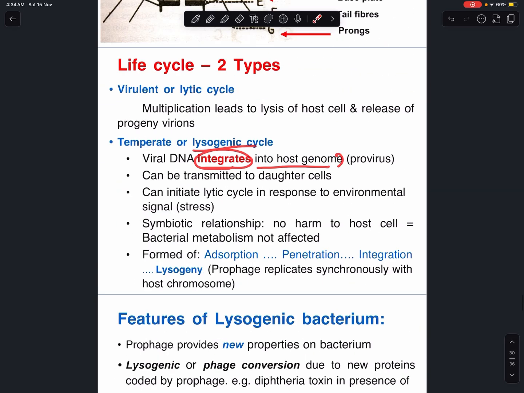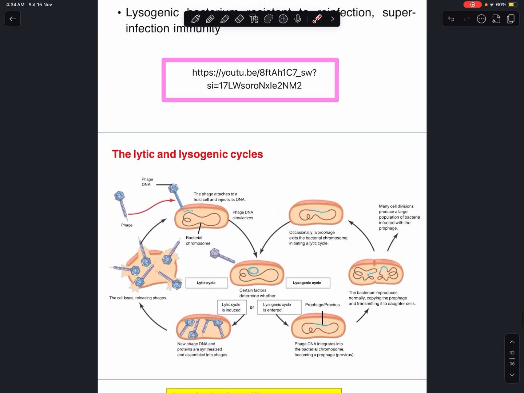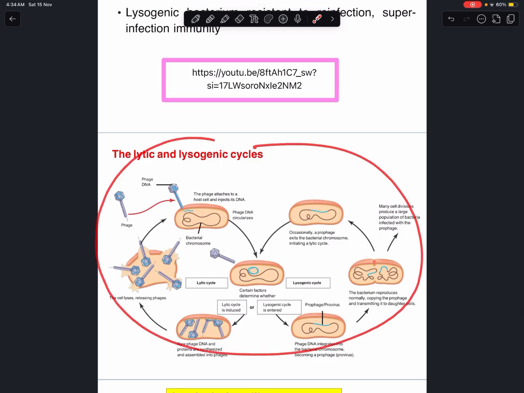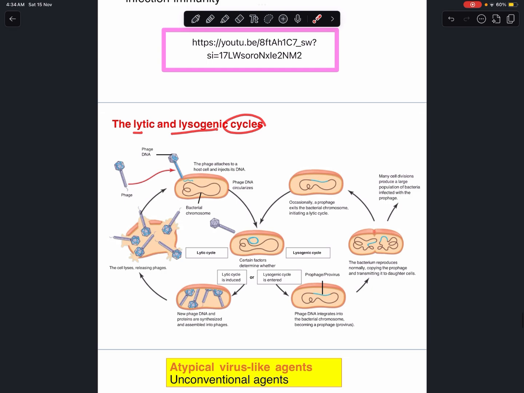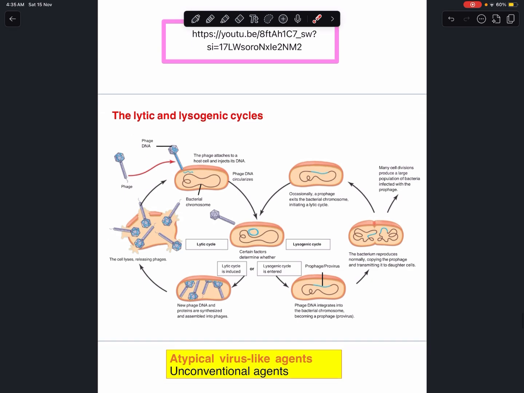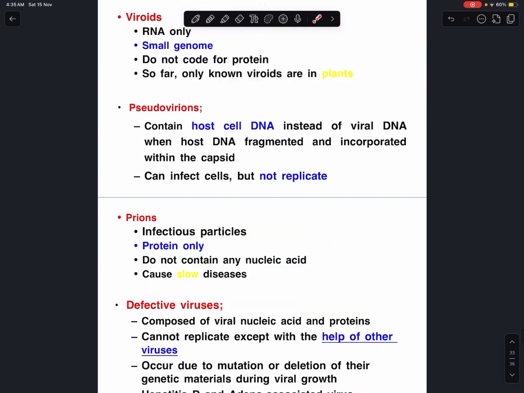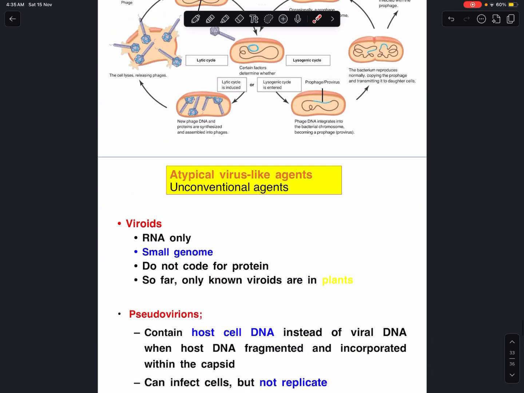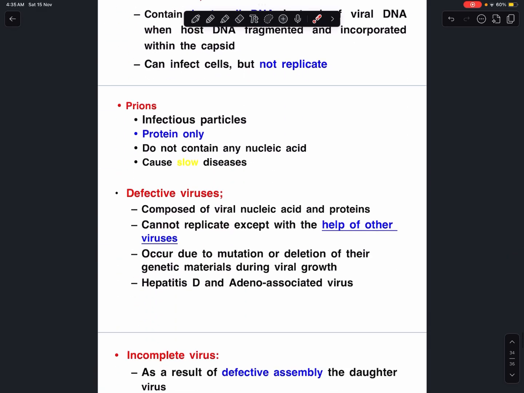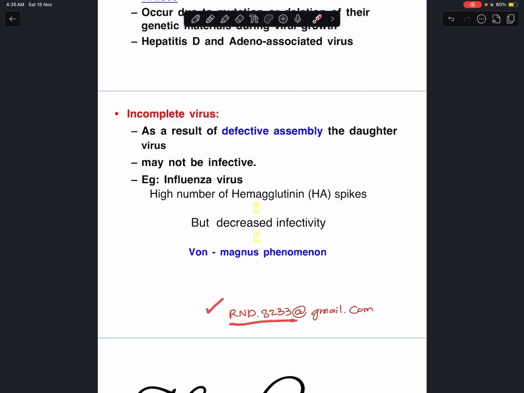Okay, for this, I have put in a video here. You should watch it. It's very helpful. And here, you can see how the lytic and lysogenic cycles are mixed. Okay, it's very easy. Just watch the video. And here, you should literally just memorize the key points, the important points. For any question, please contact me on this email.